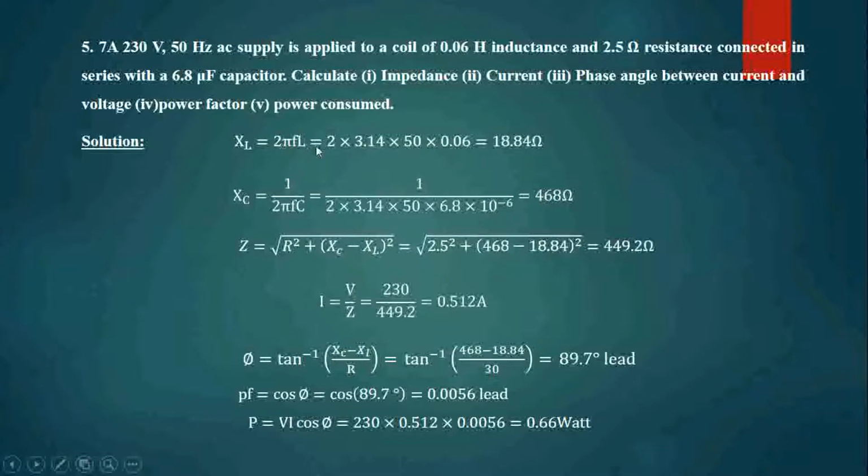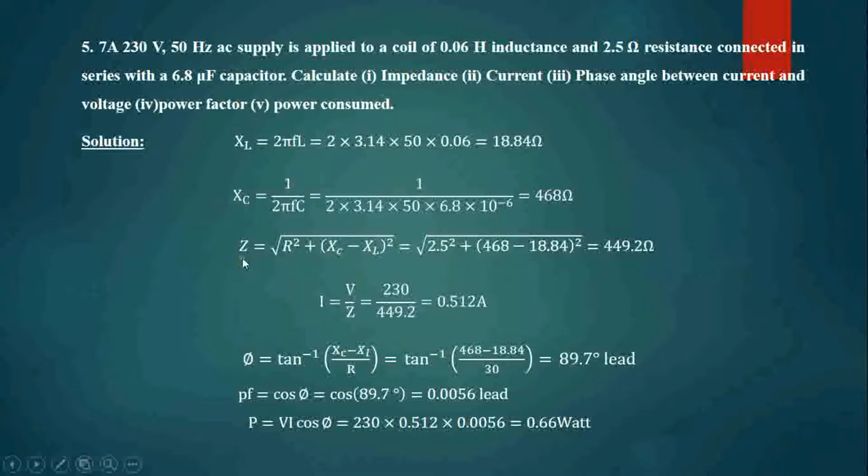XL is equal to 2 pi FL, L inductance has been given. So we can find out 18.84 ohms. XC is 1 by 2 pi FC, the capacitor value has been given. We can find out XC as 468 ohms. Then Z is equal to the square root of R square plus XC minus XL whole square. Why? Because XC is greater than XL, so I can write the impedance as square root of R square plus XC minus XL whole square. Like that we can find out the impedance as 449.2 ohms.